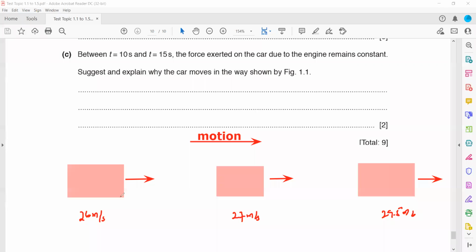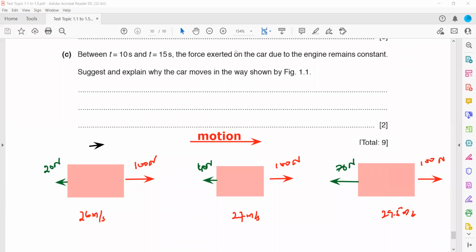If I use numbers to explain the idea, the force of the engine is 100 Newton in each case. But because the speed of the car is increasing, the air resistance, the force which opposes the motion, will also increase. At slower speed, the air resistance is less. But as the speed increases, air resistance will also increase. So here, for example, the air resistance is 20 Newton. At this point it is say 40 Newton, and at this point the air resistance is 70 Newton.